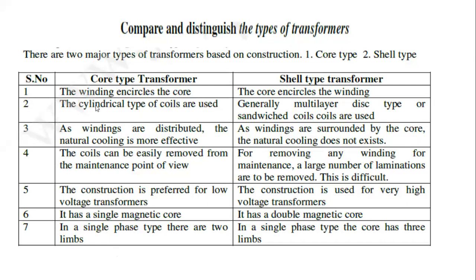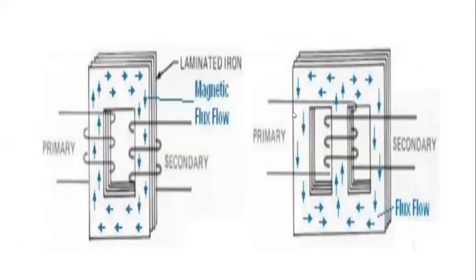This is the difference between the core type and the shell type transformers, and this is the diagram for the core type and the shell type. This is the core type transformer, and this is the rectangular laminated core. On one side we connect the primary, and on the other side we connect the secondary. There is no electrical connection between the primary and secondary winding, but it is magnetically coupled. This is the flux flow direction from the primary winding to the secondary winding.